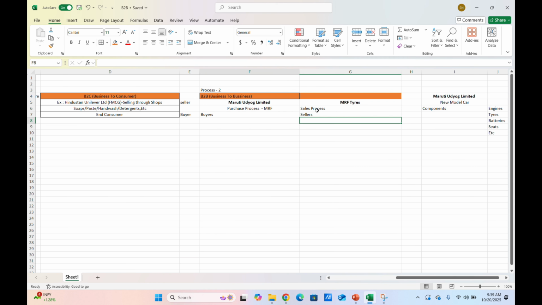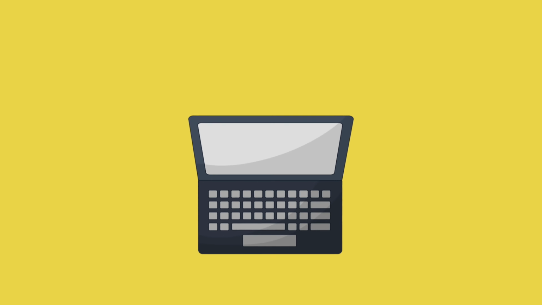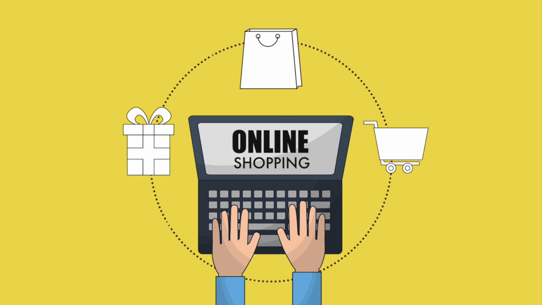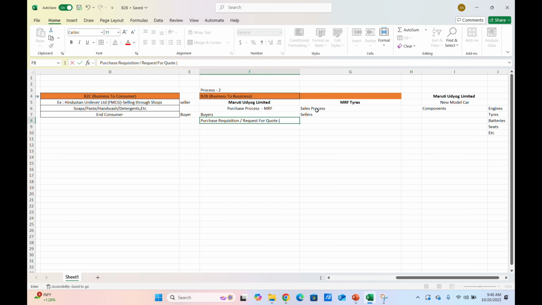and I'll tell you how these things are going to start in the ERP. Basically, Maruti Udyog Limited raises a purchase requisition, or we can say request for quote. We can call it as RFQ. Okay, what will happen here in this process, requisition or request for quote?